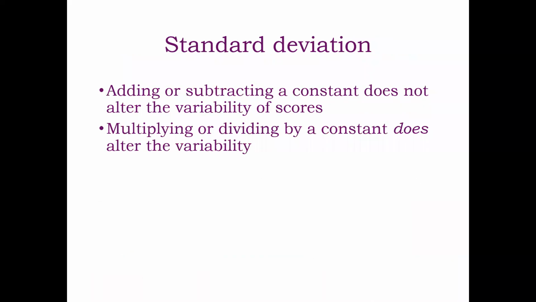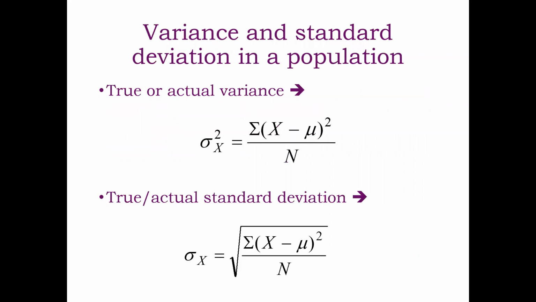So a few rules with standard deviations: you can add or subtract a constant, and it does not change the variability, but if you multiply or divide, it will. So just be careful with that. So far we've been talking about samples, but remember, we use samples to estimate population values. We use samples to make inferences about populations because we can't measure everybody in a population.